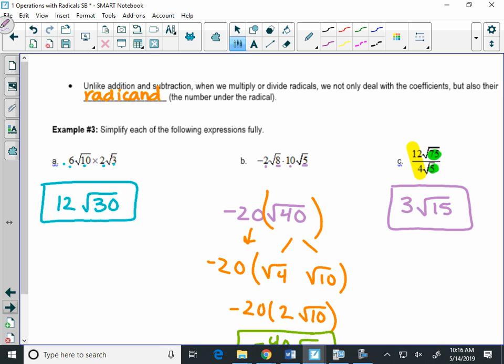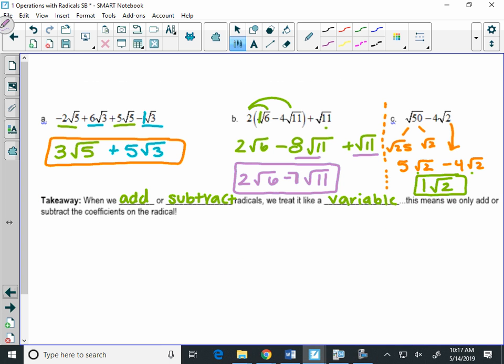Yes? So for only multiplication, you can deal with the number underneath. Correct. And division. When you add or subtract, treat it like a variable. So when you combine negative 2 radical 5 and 5 radical 5, it does not become 3 radical 10. It just stays exactly how it is, only the numbers out in front change.